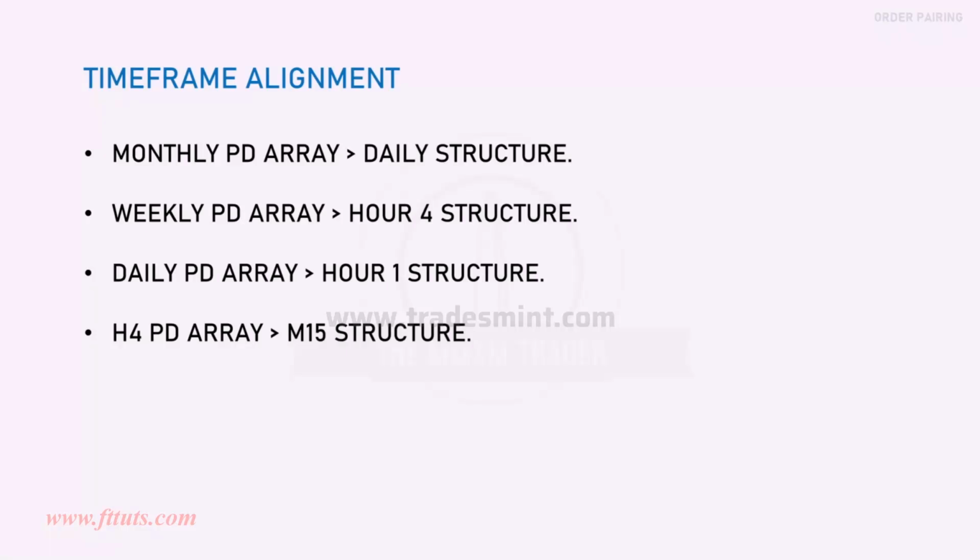So if you, for instance, are a swing trader, you're better off using a monthly or a weekly PD array and then utilizing the daily structure or a 4-hour structure. If you are more of an intraday trader, you're better off trading the daily PD arrays with a 1-hour structure. And if you're a scalper or a short-term trader, a 4-hour PD array and an M15 structure, that's good enough.